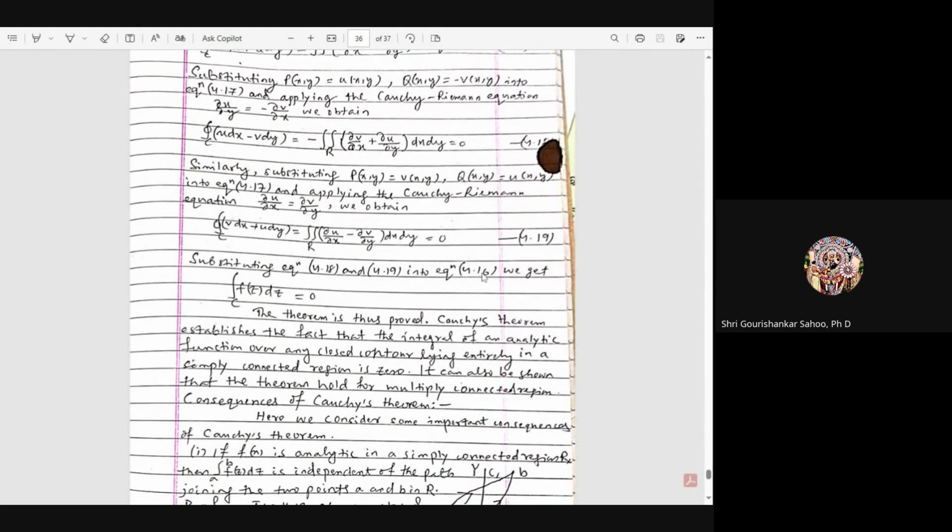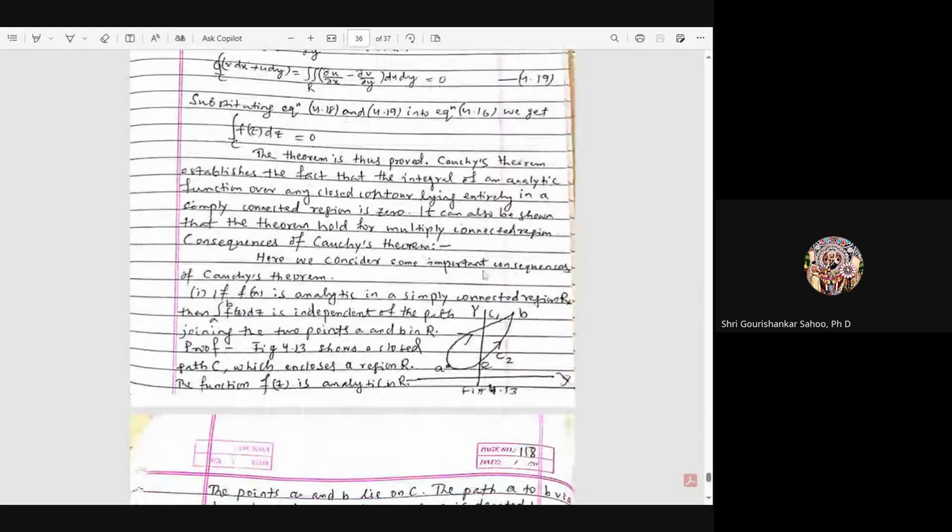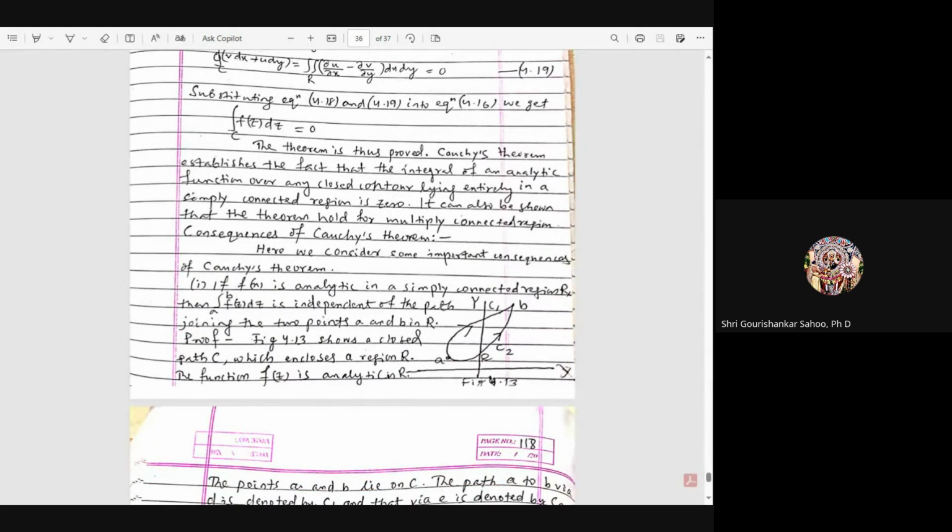Cauchy theorem establishes the fact that the integral of an analytic function over any closed contour lying entirely in a simply connected region is 0. It can also be shown that the theorem holds for a multiply connected region. As a consequence of Cauchy's theorem, if f(z) is analytic in a simply connected region, then the integration from A to B of f(z) dz is independent of the path joining the two points A and B in R. If you go from A to B in a path C1, and if you go from A to B in another path C2, then the result will not change. Okay, so let us have the proof.